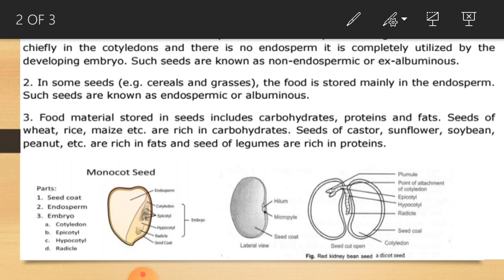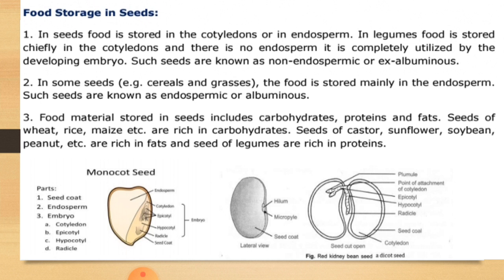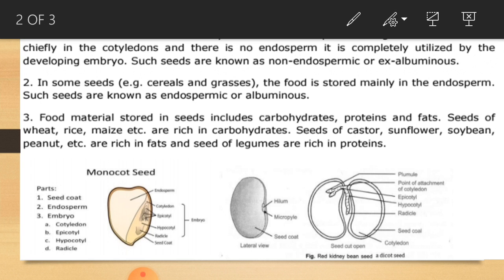In some seeds, cereals and grasses, the food is stored mainly in endosperm. Such seeds are known as endospermic or albuminous seeds. So mainly we can categorize these seeds into two types. One is where the food is stored in cotyledons; they are known as non-endospermic or ex-albuminous seeds. The other category is where the food is mainly stored in endosperm; such seeds are known as endospermic or albuminous seeds.